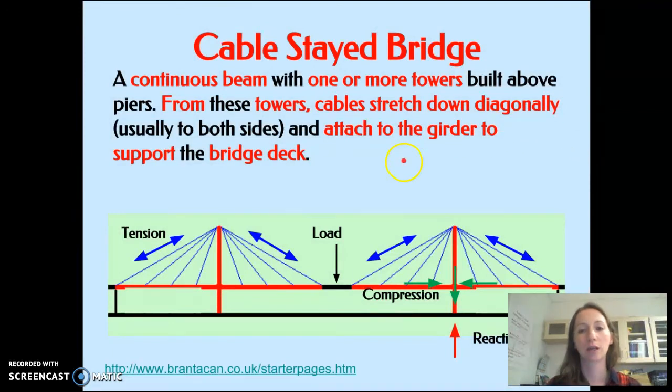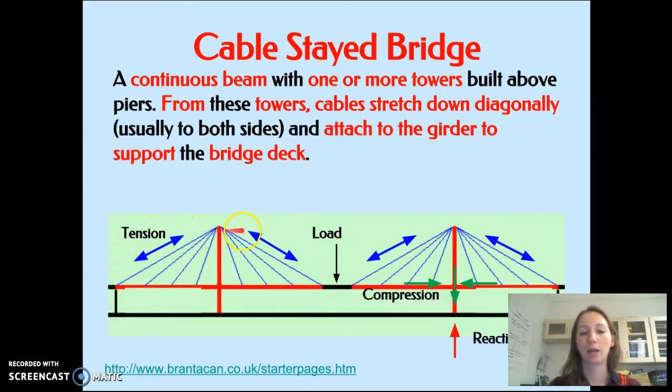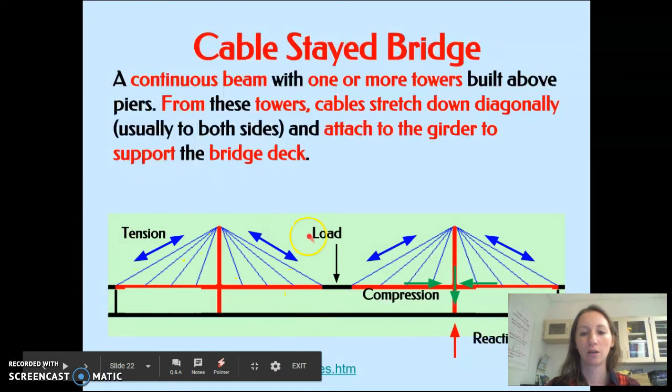Alright, cable-stayed bridges, they are a type of suspension bridge. They're a continuous beam with one or more towers built above piers. From these towers, cables stretch down diagonally and attach to the girder or support deck. So there's a difference here. There's no main cable that runs along the top with vertical cables. These run diagonally directly from the towers themselves.